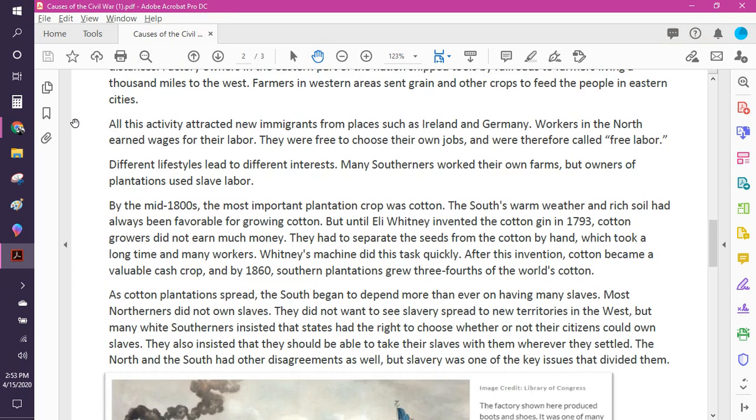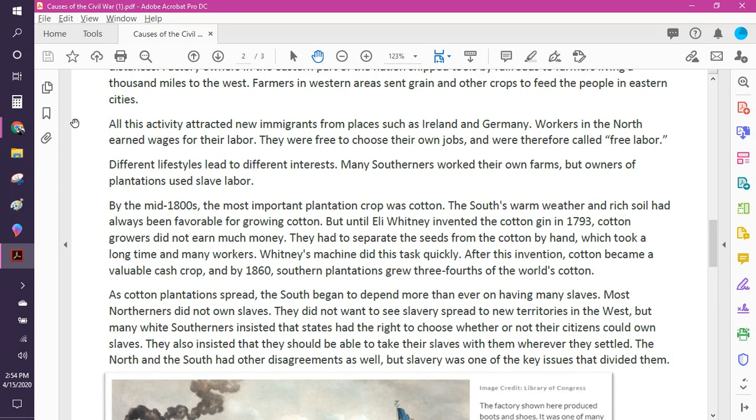All of this activity attracted new immigrants from places such as Ireland and Germany. Workers in the North earned wages for their labor. They were free to choose their own jobs and were therefore called free labor. Different lifestyles led to different interests. Many Southerners worked on their own farms, but owners of these plantations used slave labor.